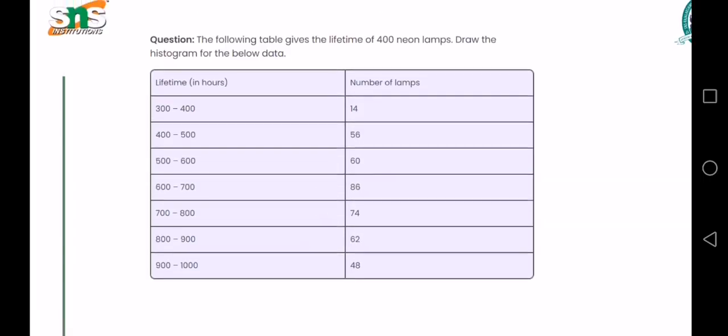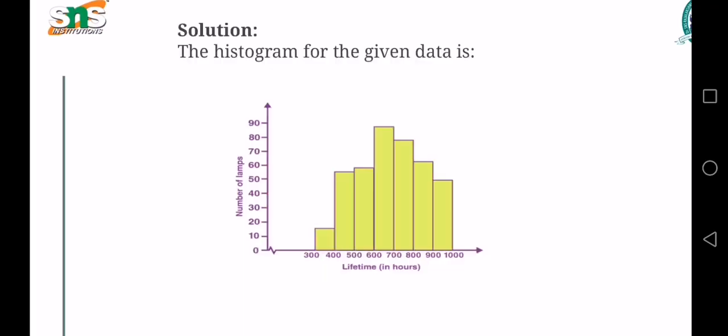This is the example for histogram. Here, lifetime and number of lamps are given in class intervals. The histogram for the given data is like this. We take lifetime on the x-axis and number of lamps on the y-axis.